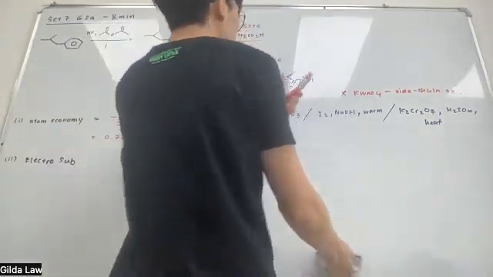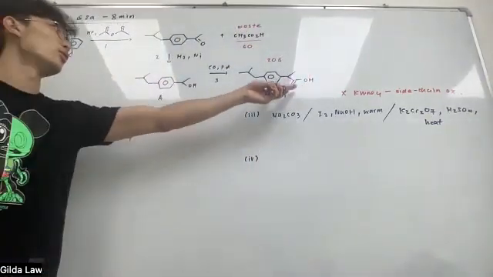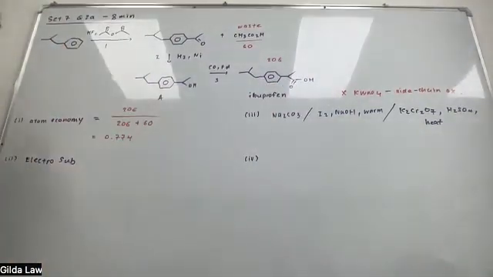PCl5 will react with both of them. This one will become acyl chloride. This one will become chloroalkane. So both will react over.